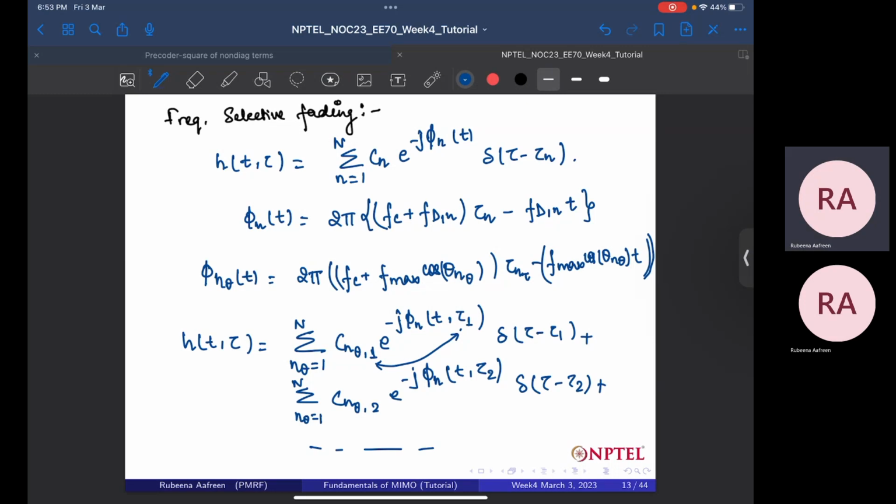So we are taking different n theta 1, n theta 2, c n theta 1, c n theta 2, because for each delay there will be n number of paths, and that n number of paths is not the same, right? Suppose for tau 1 delay we have some 20 reflections, and for tau 2 delay we have suppose 15 reflections coming up. So this is not the same. That is why for each delay we are taking different coefficients.